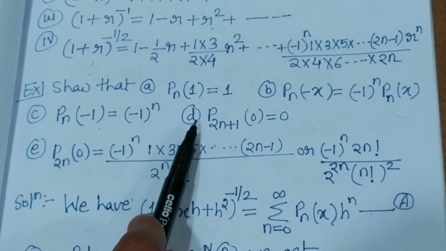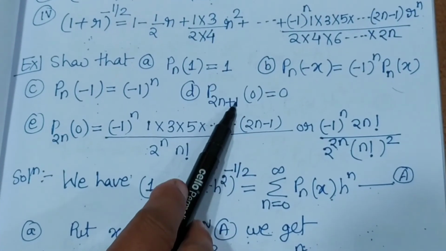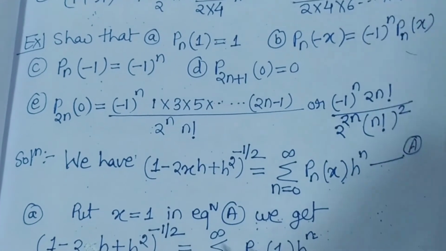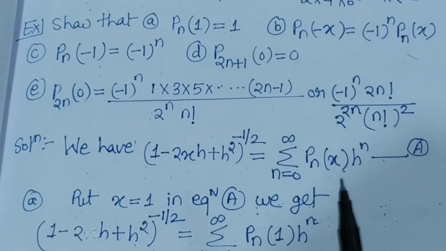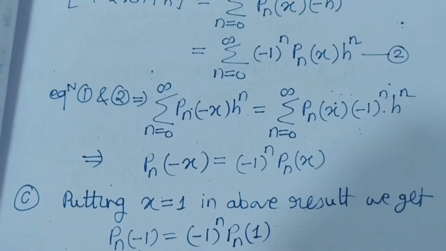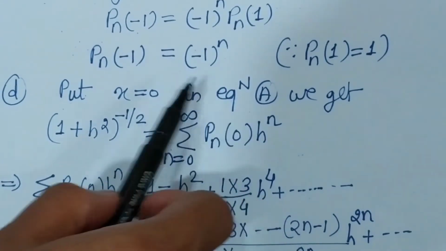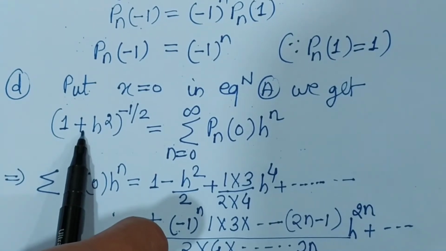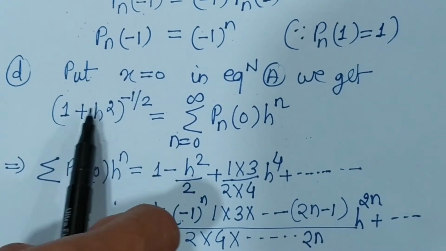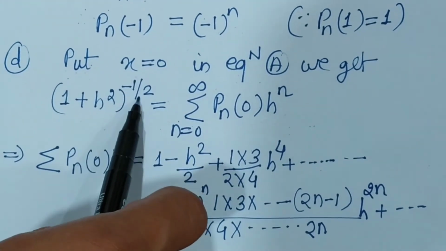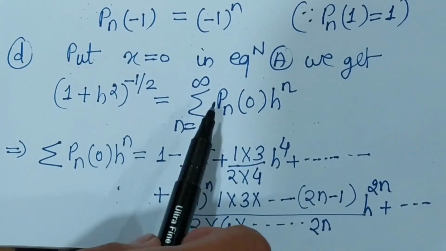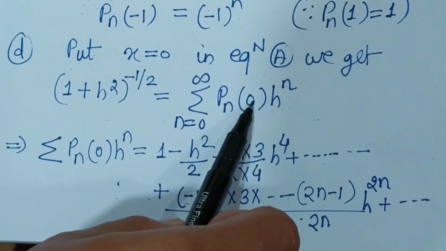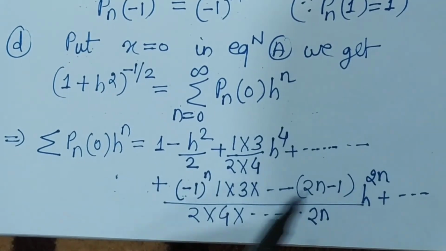The fourth result is P2n plus 1 of 0 is equal to 0. So again for this we will make use of equation number a. Now in equation a put x is equal to 0. So the second term vanishes. We have 1 plus h square to the power minus 1 by 2, that is equal to summation Pn of 0 h to the power n.